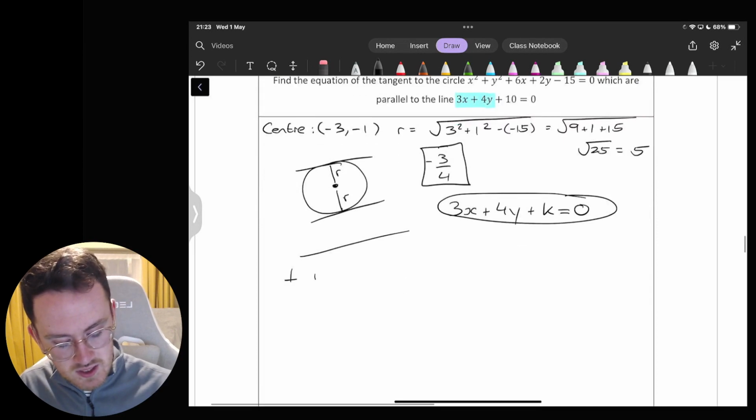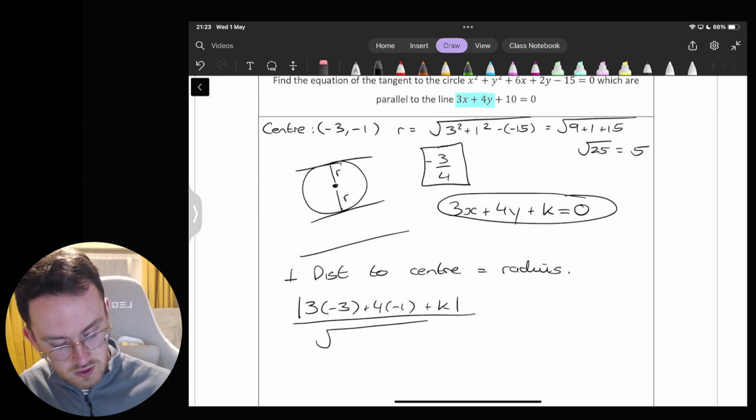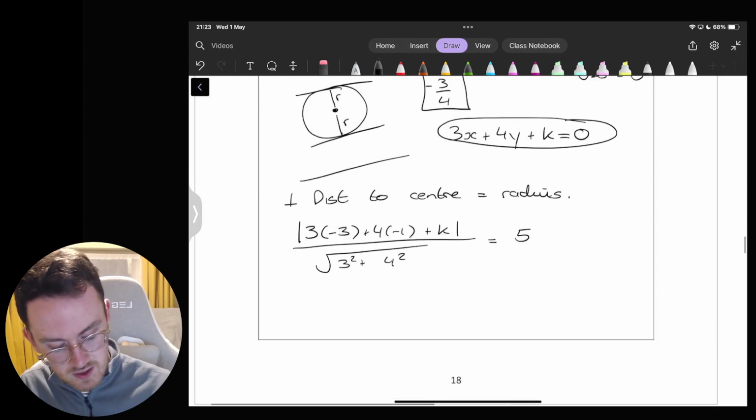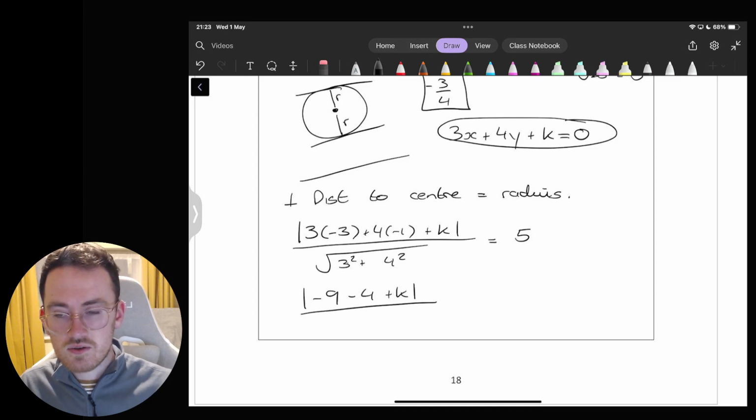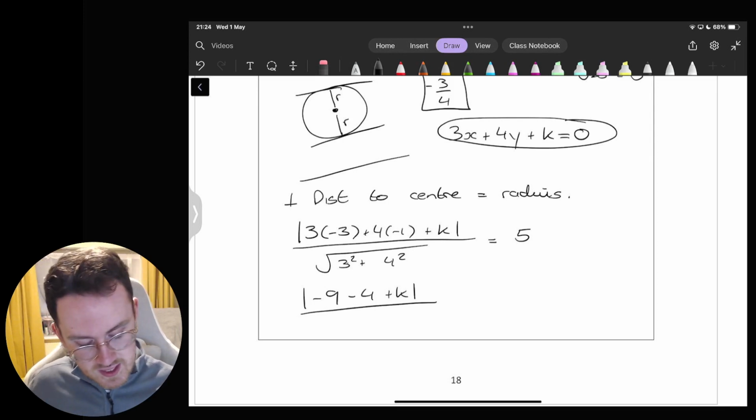So the perpendicular distance to the center should be equal to the radius. Let's see, using my perpendicular distance formula like we did in the last part: 3 times minus 3, plus 4 times minus 1, plus k, all over the square root of 3 squared plus 4 squared, and that should be equal to the radius, which we know is 5 in this case. Multiplying this out, we get minus 9 minus 4 plus k, all over the square root of 3 squared plus 4 squared, which is 5, so overall that works out to 5, which is perfect for us in this case.